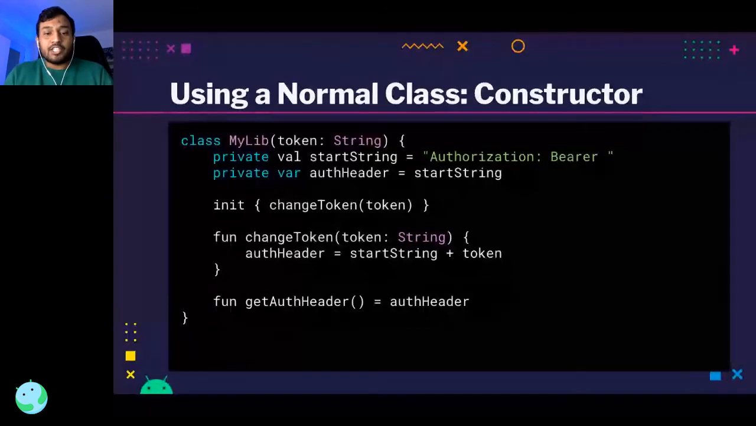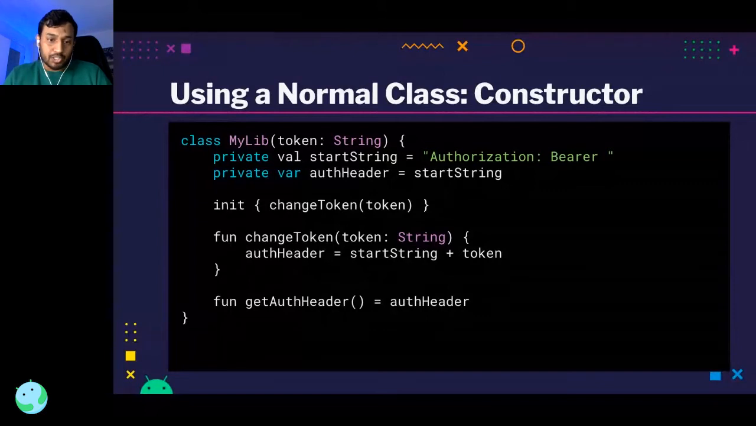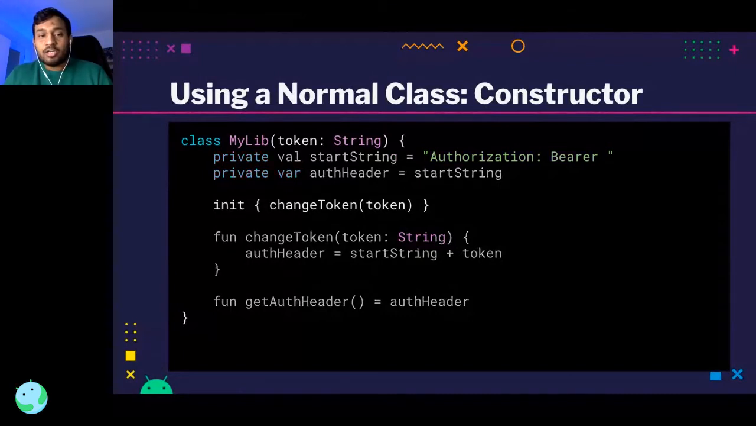Then there's a function here that allows me to make that change. I have a change token function to which I pass the token string, and internally it is basically doing a concatenation. Simple stuff. And the get auth header is basically a getter to get this concatenated or processed value. Now, the important point to note here is that I'm using the init block to immediately change the token as soon as I create my lib instance, right?